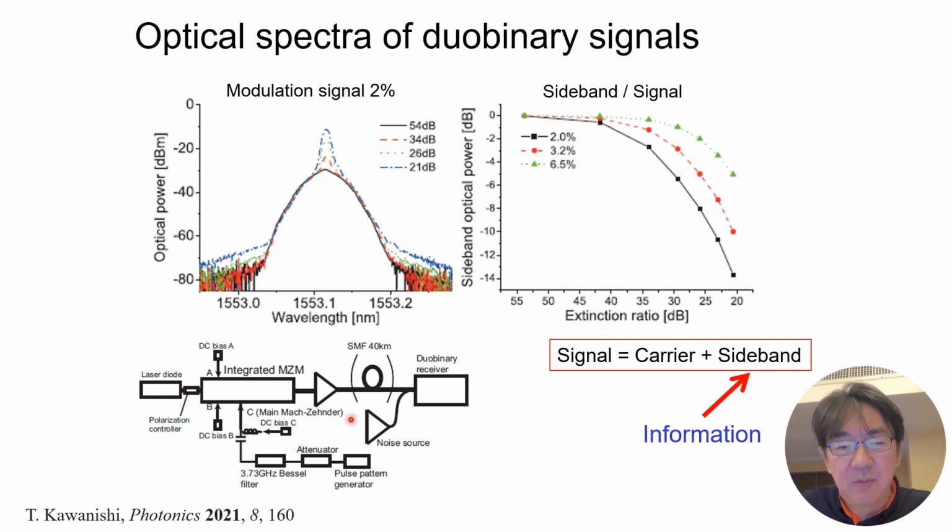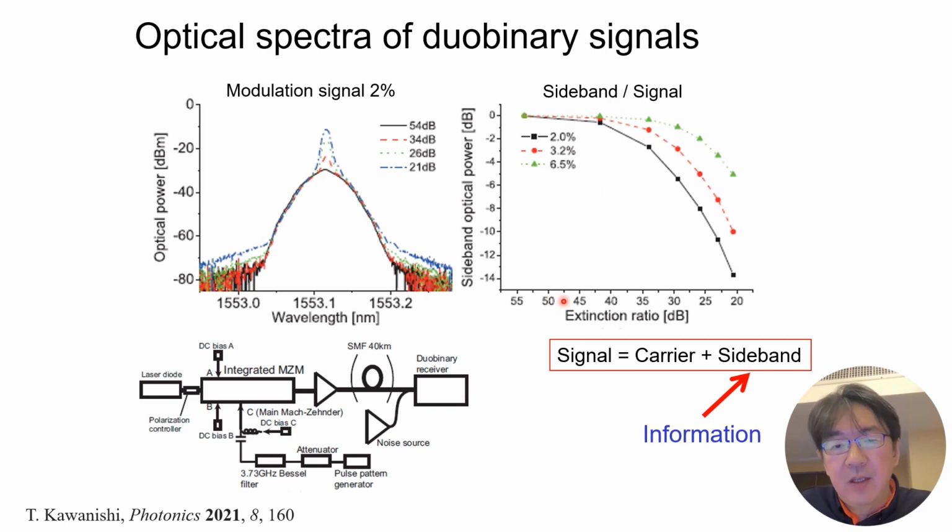Here's the setup. Here's the pattern generator, and we use a filter to get the duobinary signals. If you're interested in the details, please check the journal paper. We measure the waveform by using the oscilloscope and the error detector.